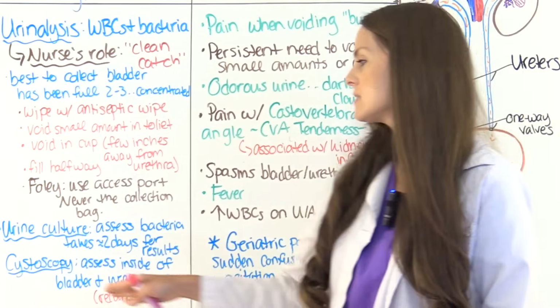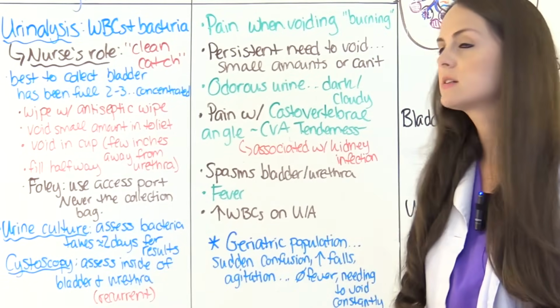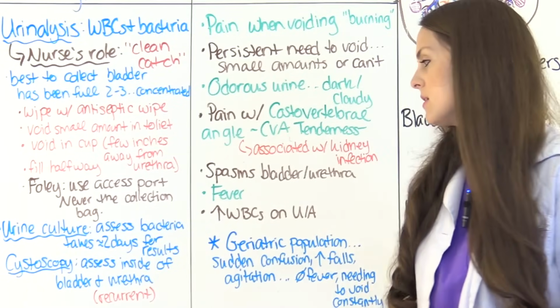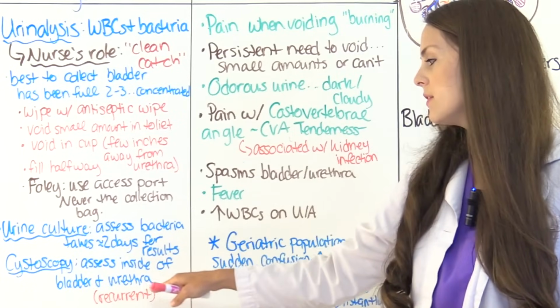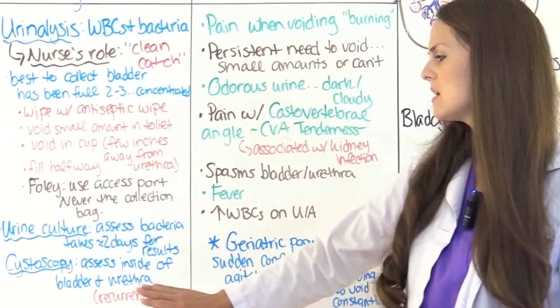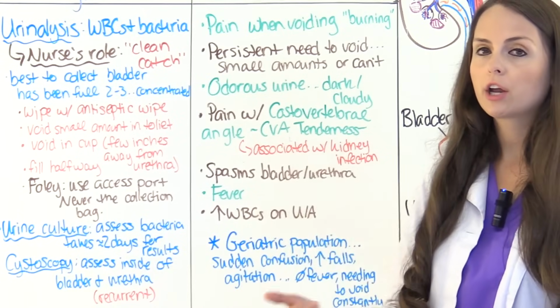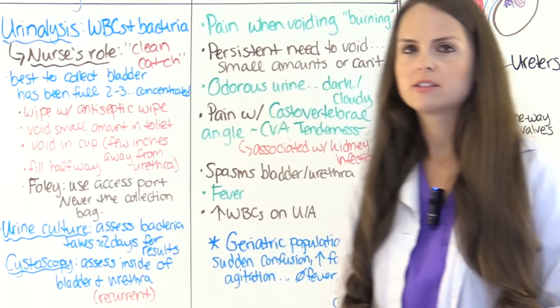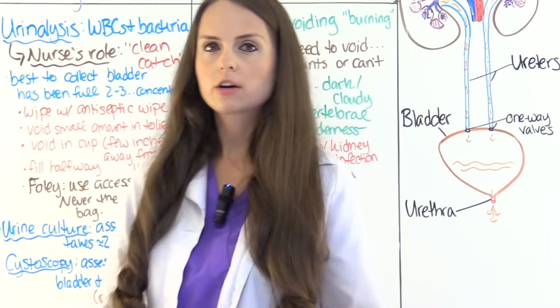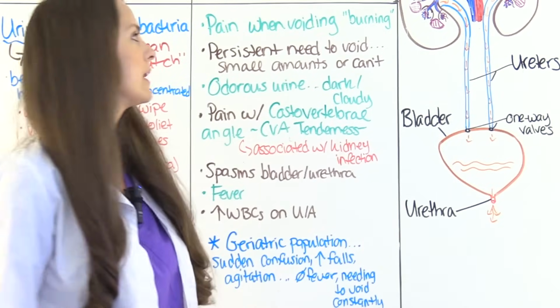Another test is called a cystoscopy, and that's where they insert a scope and go down and look inside the bladder and the urethra. This is ordered most commonly for people who have recurrent urinary tract infections. They want to see what's going on. Is there a structural issue in there, a blockage, something like that?